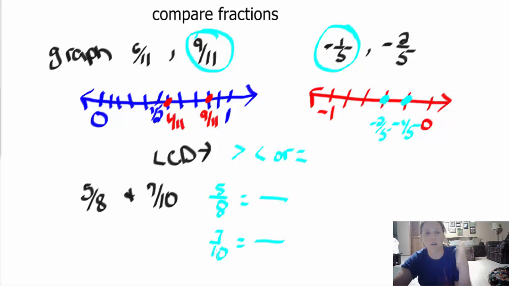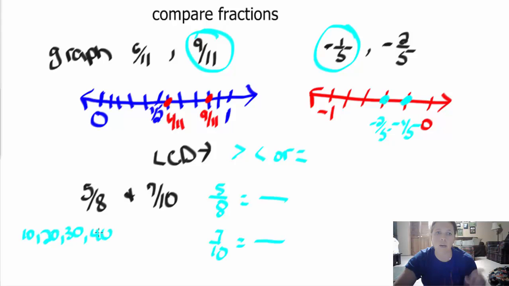Okay, so we have to go through our multiples. What's our least common multiple? Well, 8 won't go into 10, so it's not that easy. But if you do your multiples of 10, we have 10, 20, nope, it won't go into that. 30 won't go into that. 40, oh, it'll go into 40. 8 will go into 40.